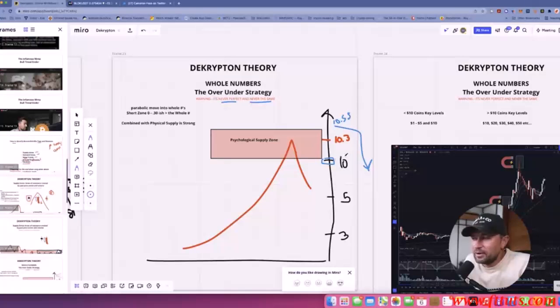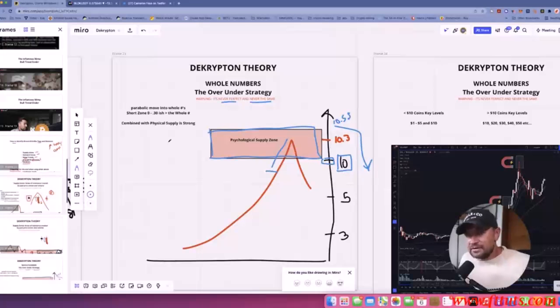But typically, what you need to know is that it's going to spike into a range over that whole number, and there's going to be a psychological supply zone in that range. Typically, you don't want to short right underneath, because 90% of the time it isn't going to stop underneath the whole number. It's going to spike over the number into a range somewhere in there, we don't really necessarily know.